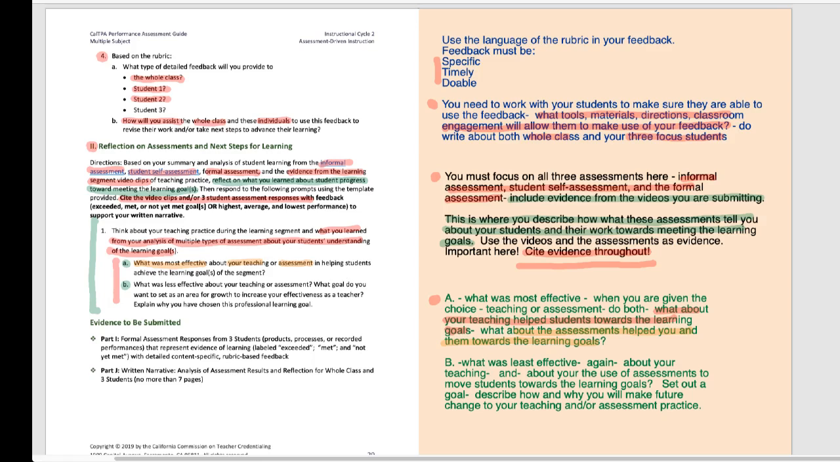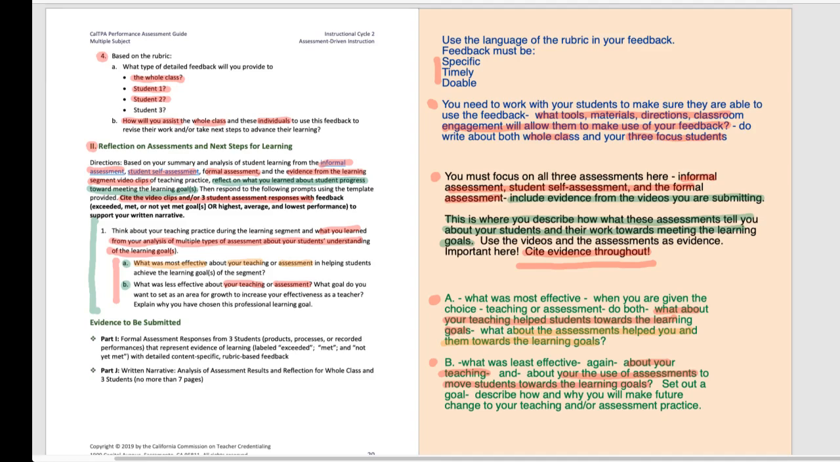And B, what was least effective? You can see again, your teaching or assessment. So what was least effective again? About your teaching and about the use of assessments to move students toward the learning goals.